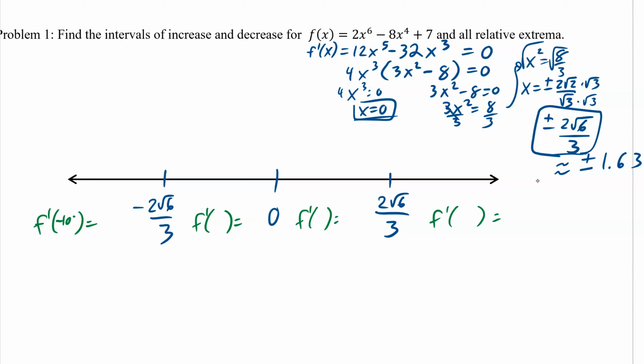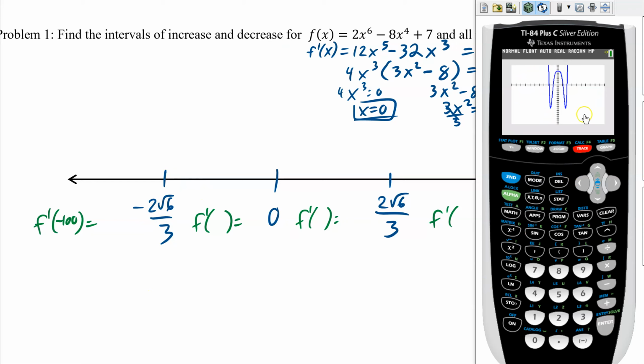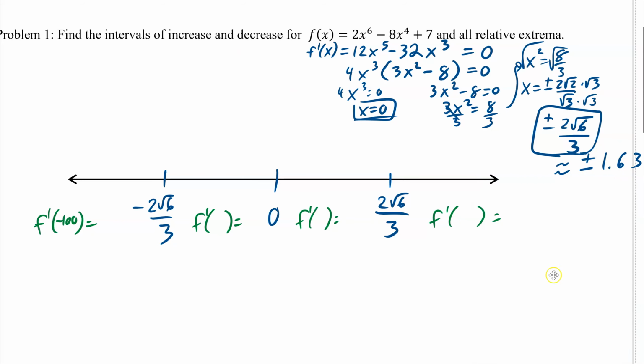So negative 100 works there. And this is why we do an estimate. It's 1.63. It also tells us that as well here. So trace 2 times the square root of 6, divided by 3. And you can see it also gives that 1.63 that we're talking about here. But knowing that that's negative 1.63, something between here and here would be negative 1. And then that would be 1, and then we can do 100.